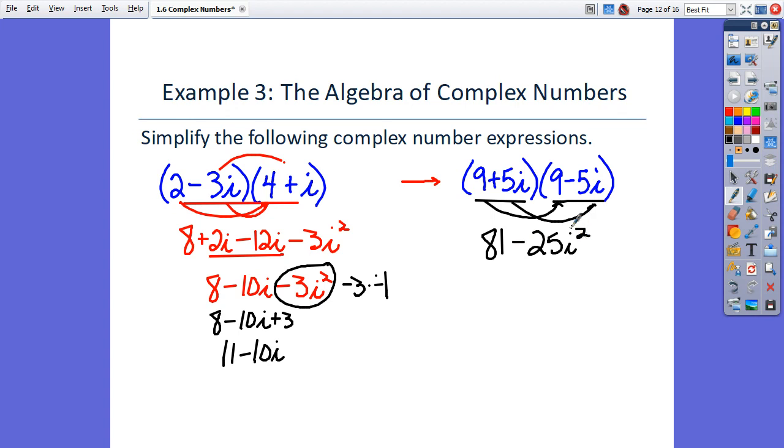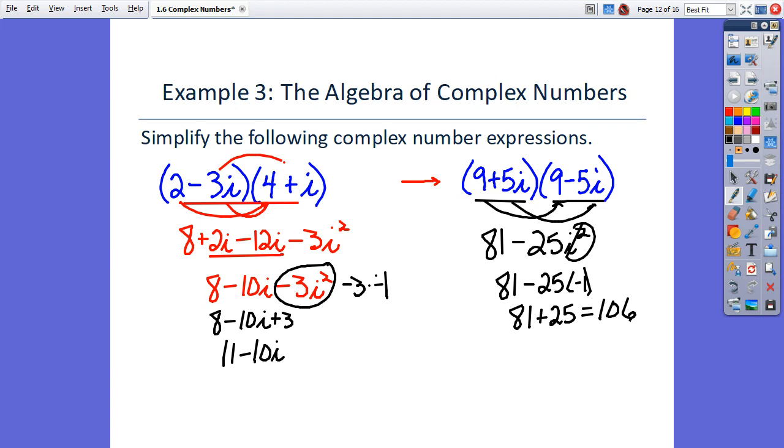i squared is -1. So what we get here is -25 times -1. And so that's a +25. And we add those two up and we get 106. And that's quite interesting. Why it's interesting is we started with a complex number and I used a conjugate and we got a real number, and that's going to happen every time.